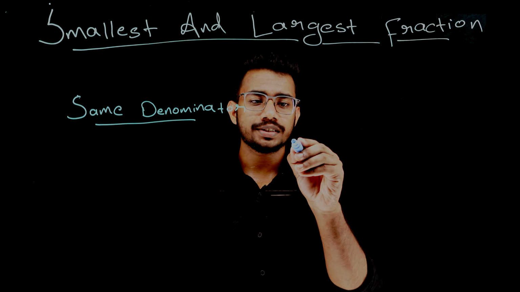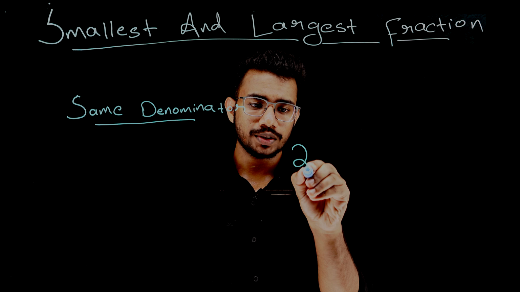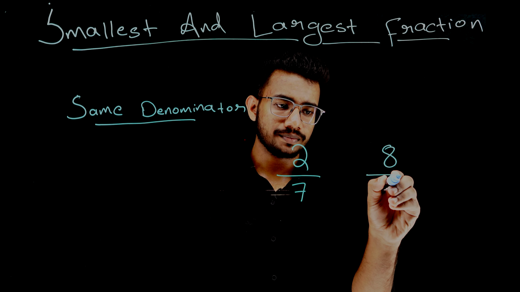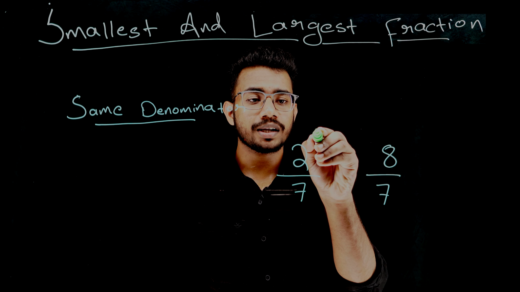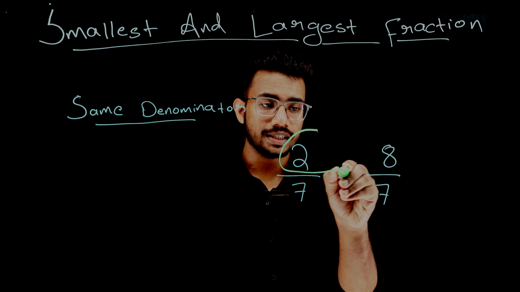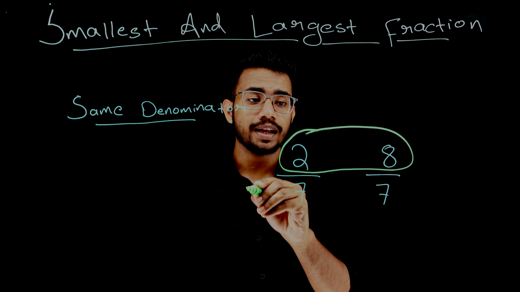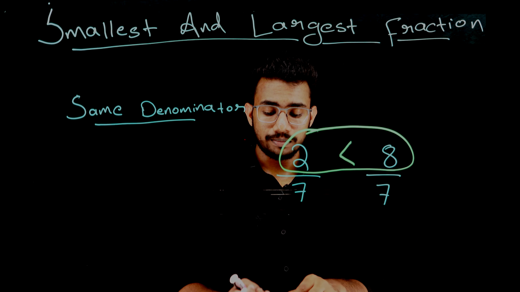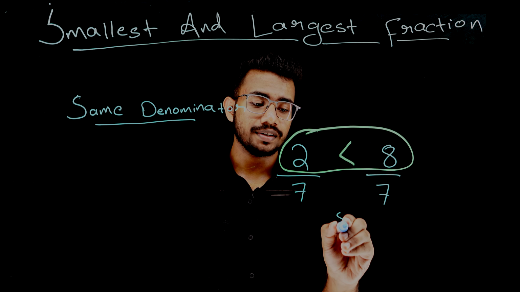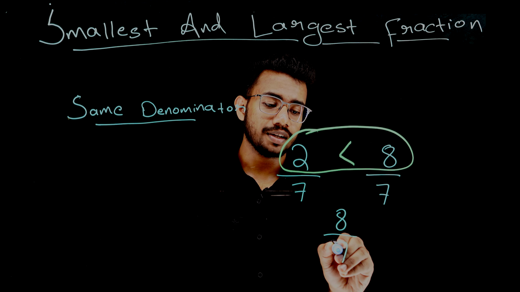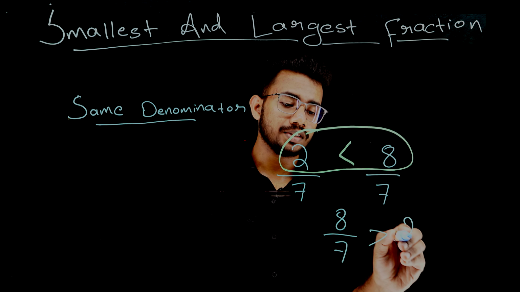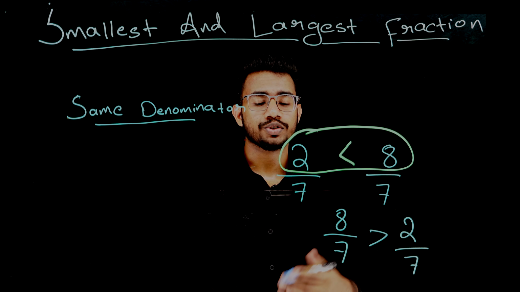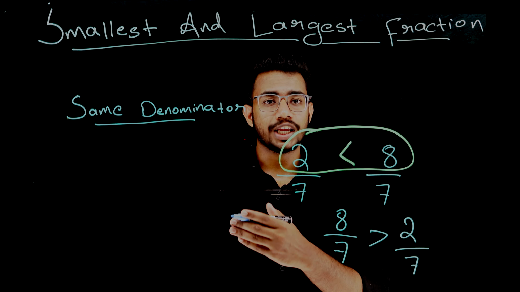For example, let's say I'm having the fractions 2 by 7 and 8 by 7. In this one, I would be comparing the numerators, that is the 2 and 8, and I know that 8 is much larger than 2, so that means 8 by 7 is the largest fraction compared with 2 by 7. That's all about how to find the largest or smallest when I'm having same denominators.